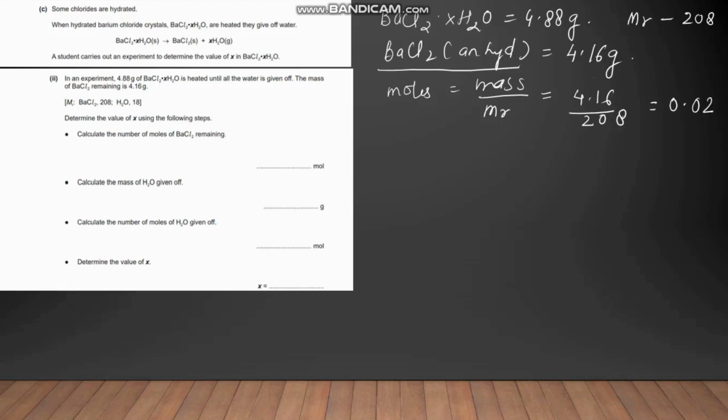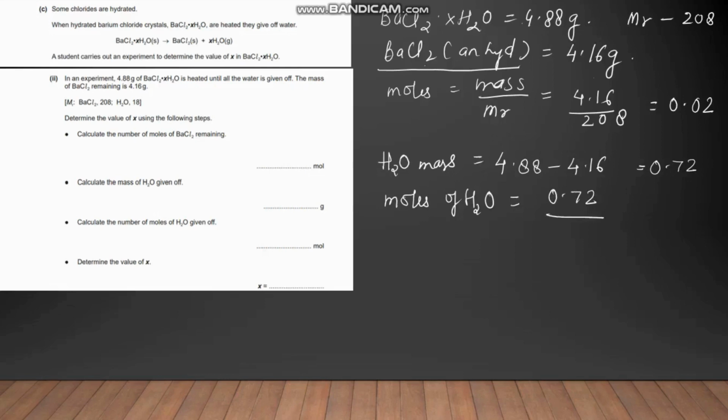The second step says calculate the mass of water which is given off. So how much water is given off? For the mass of the water, we will subtract the anhydrous value of barium chloride from the hydrated one, that is 4.88 minus 4.16, and we will be getting the value 0.72. Now calculate the number of moles. Again, we will be using the same formula to calculate the moles of water: given mass upon the molecular mass. So the given mass is 0.72, the relative molecular mass is 18. Dividing it by 18, we will get the value 0.04.